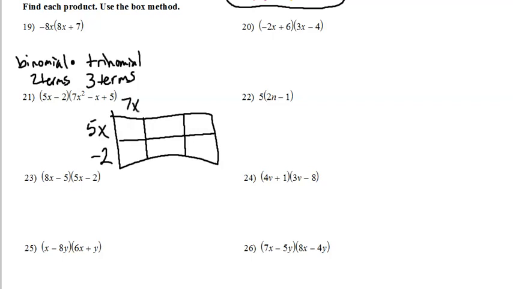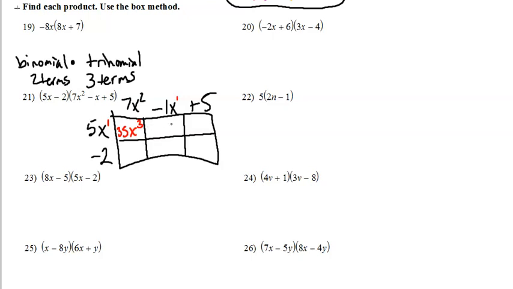And we'll write 7x squared minus 1x plus 5 right here. Now what you want to do is find the area of each of these boxes and then add them together to get your product. So let's find the area of the first box at the top left-hand corner. 5 times 7 is 35. x squared times x is x to the third power. 2 plus 1 is 3.